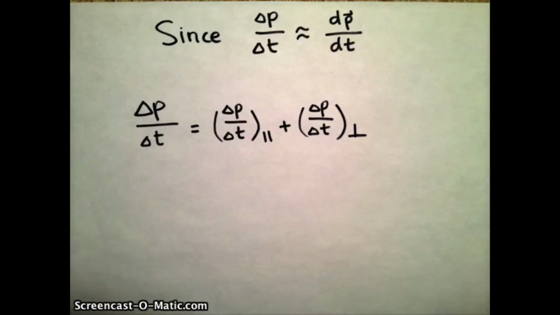Since the change in momentum over the change in time is approximately equal to the derivative of momentum when the change in time is small, we can conclude that the change in momentum over the change in time is equal to the change in momentum over change in time parallel plus the change in momentum over change in time perpendicular. This is extremely important for our lab.